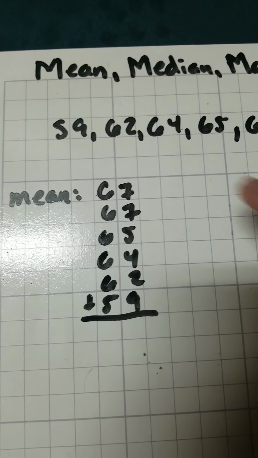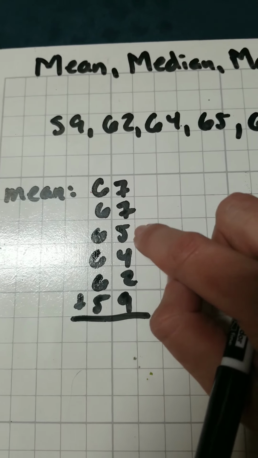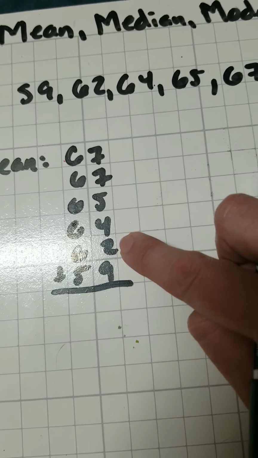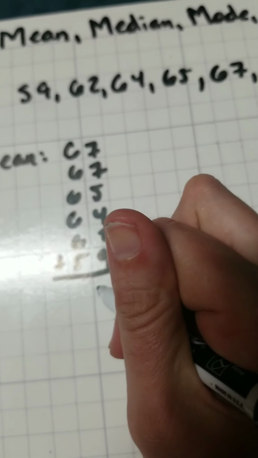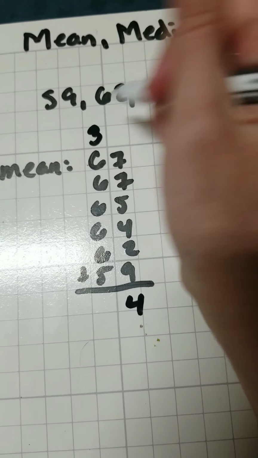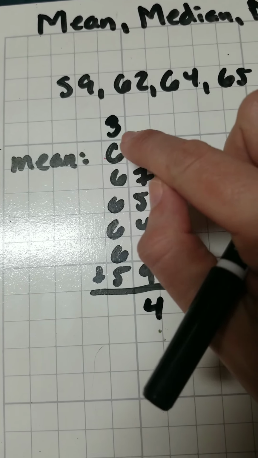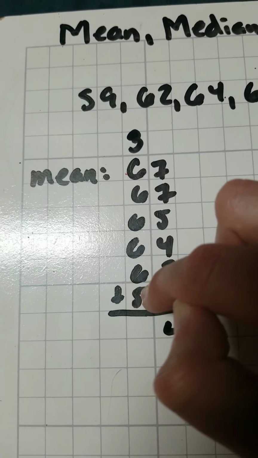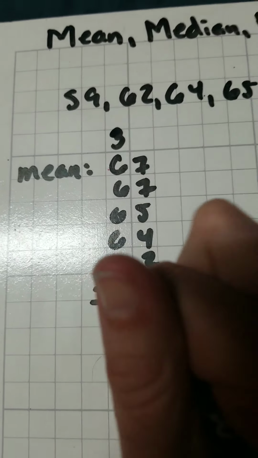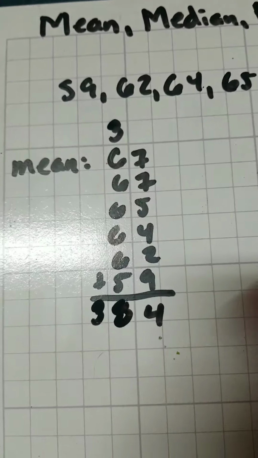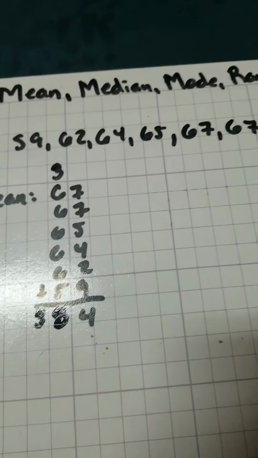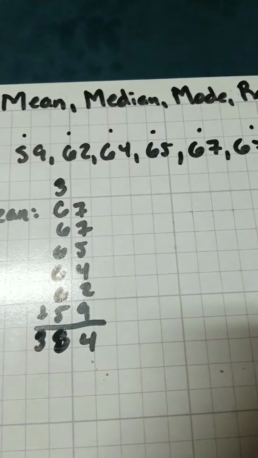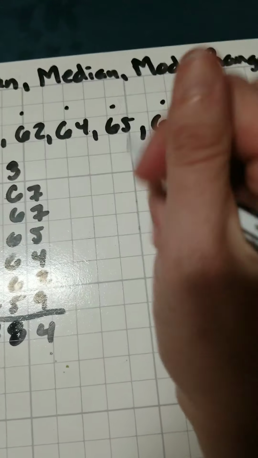So we have 7 and 7 is 14, plus 5 is 19, plus 4 is 23, plus 2 is 25, plus 9 is 34. So then I'm going to carry a 3. So we have 6, 12, 18, 24, 30, 35, plus 3 more is 38. So we have 384, and we're going to divide it by 6, because there are 6 numbers in our data set.